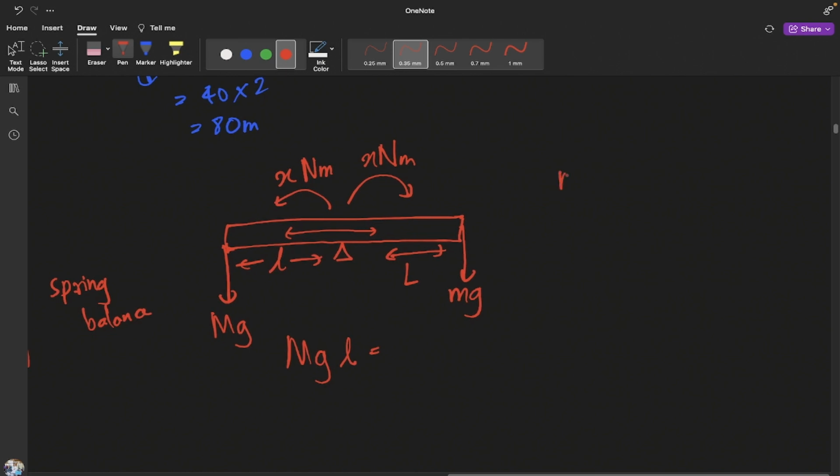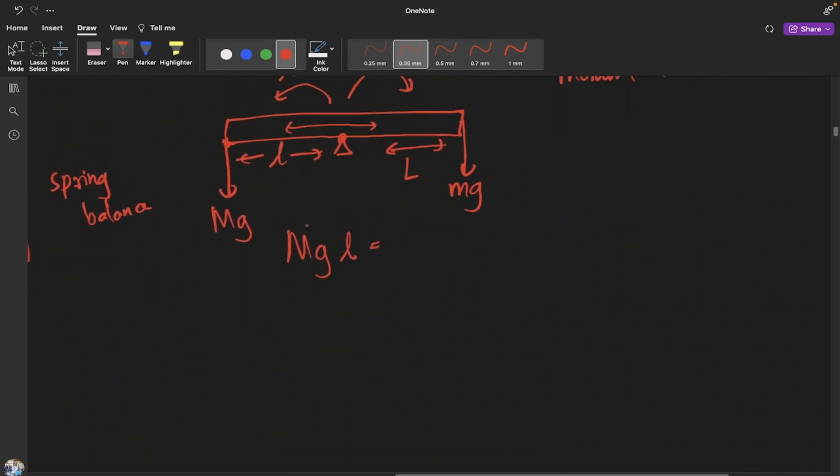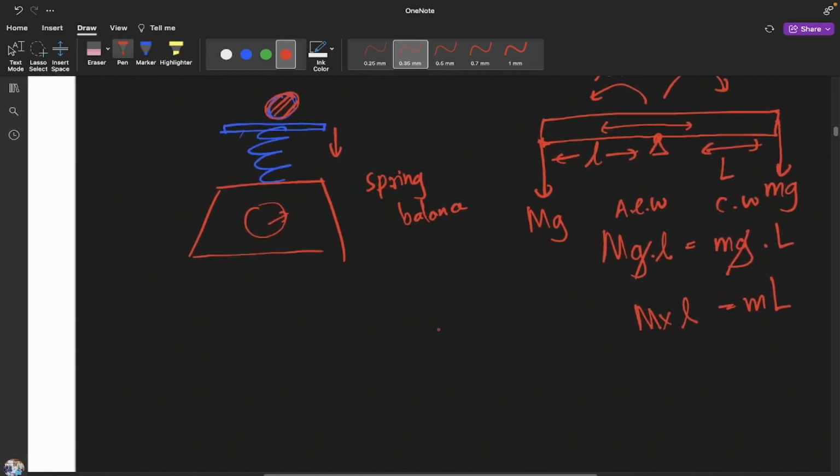For context, moment is found by force multiplied by the distance from the rotating point or the axis. Here the axis is this pivot. This is the force, and this is anti-clockwise. The clockwise moment you can take as simple mg multiplied by capital L. You can see that g and g cancel. Capital M multiplied by L equals simple m multiplied by capital L.